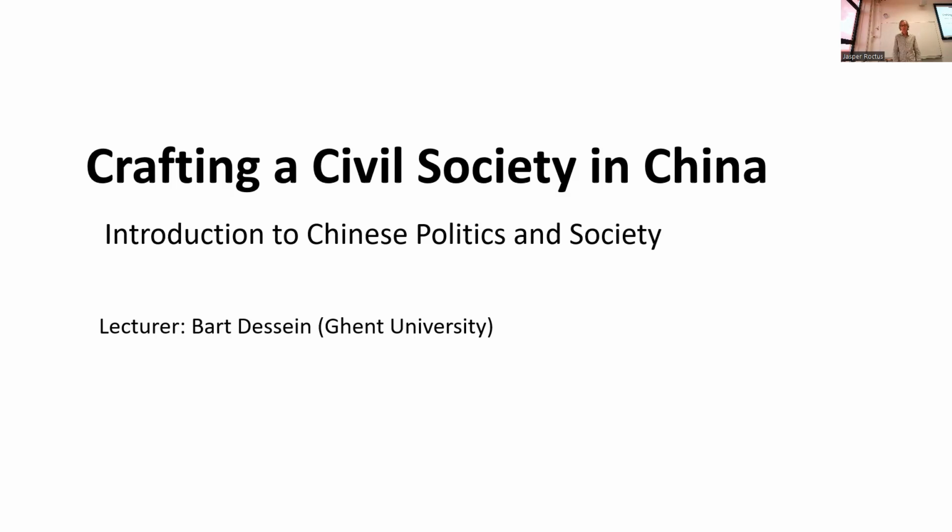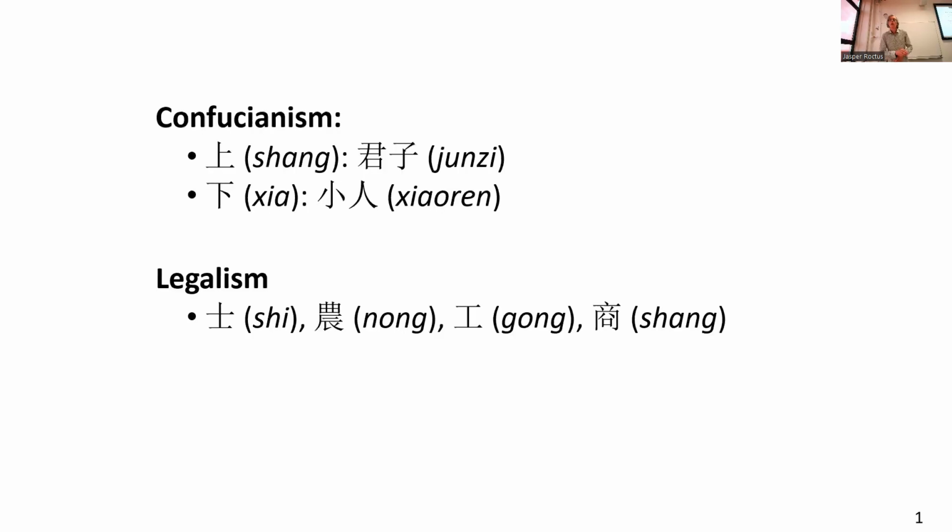If we want to get back to the history of this crafting of a civil society in China, it is necessary that we look into the political and the philosophical background of traditional Chinese culture. And that means that we have to go to Confucianism and legalism. In Confucianism and in legalism, we find ideas about how a civil society should be organized.